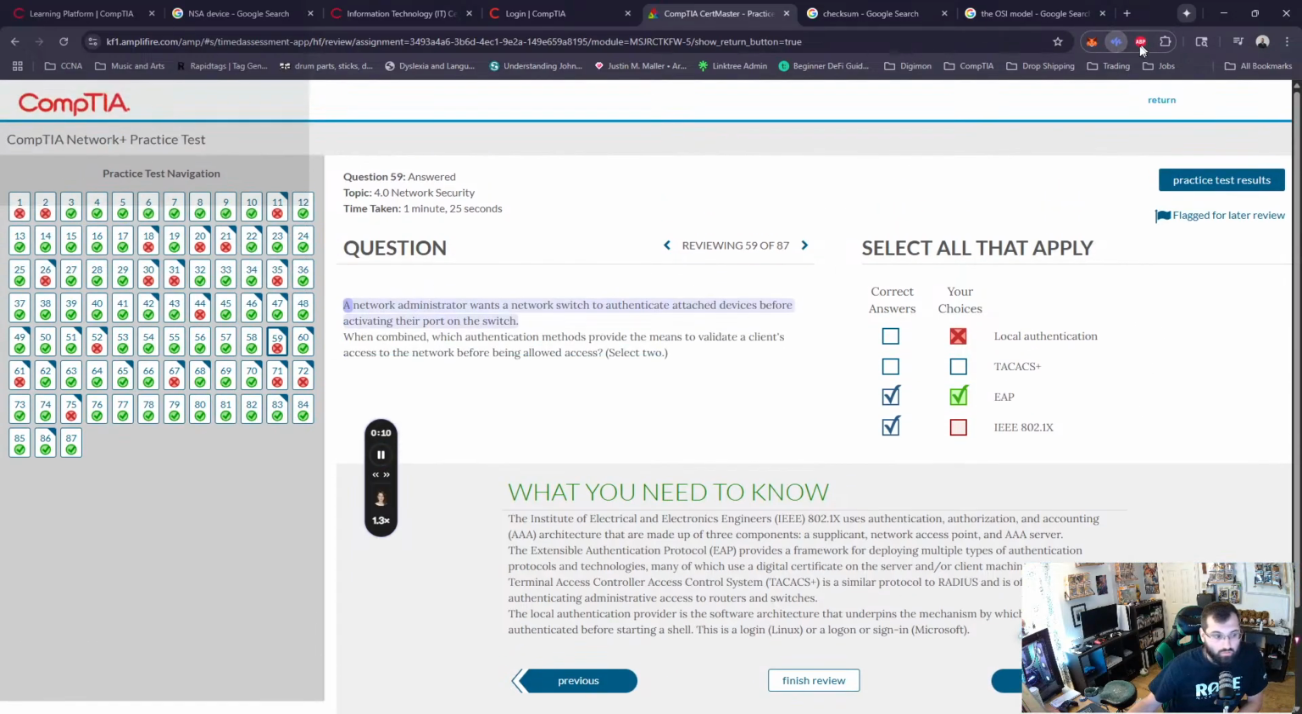A network administrator wants a network switch to authenticate attached devices before activating their port on the switch. When combined, which authentication methods provide the means to validate a client's access to the network before being allowed access? Select 2. I was very uncertain with this one. Hold on, I got a phone call.